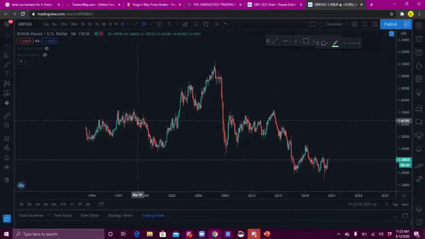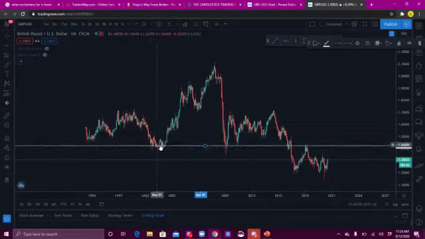Let's go across. So how do you mark a zone? Marking a zone is seeing where the market touched the most. So here, we'll put one. Okay? So like I said, support is the floor.